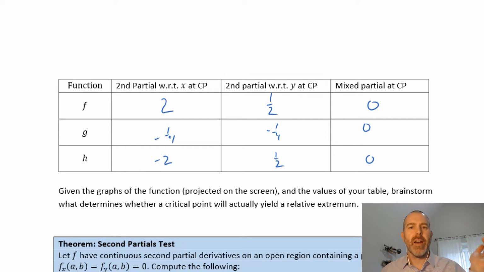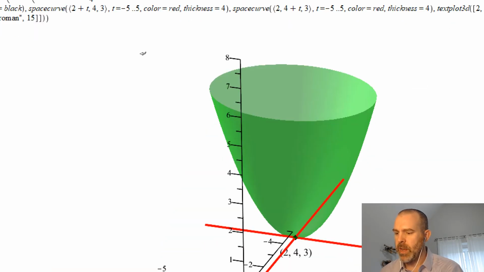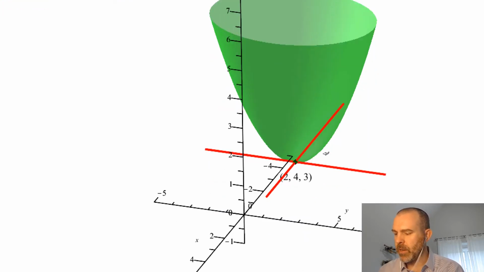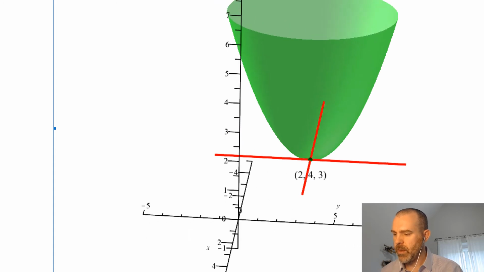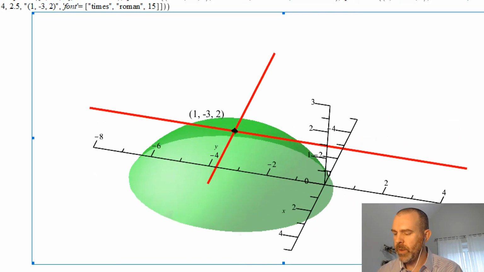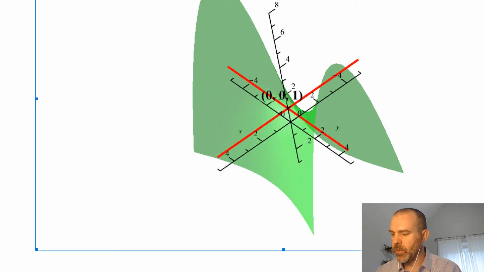concavity. So this is really the concavity in the x direction, the concavity in the y direction, etc. And so what happens here, whether these are maximums or minimums. So let me pull up a Maple file here. So here we have the first example, and there's our point, 2, 4, 3. And second example, 1, -3, 2, we can see there. And then third example, it's kind of interesting.